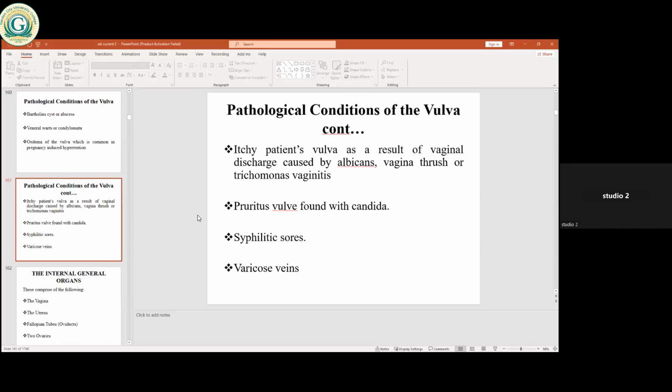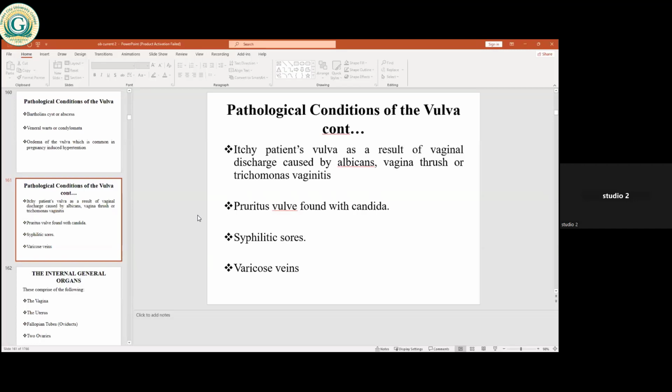Then we have pruritus vulvae. It is also itching, found especially with Candida albicans. Sometimes when you are inspecting the vulva of the woman, especially the labia majora, you see a small sore. If you want to know what type of sore, take a spatula or any hard thing and scratch on it, and you see the woman enjoying it. You have to conclude that it is a syphilitic sore.